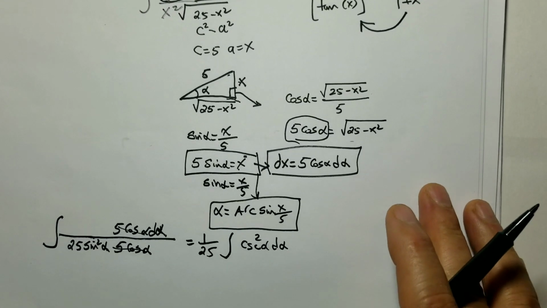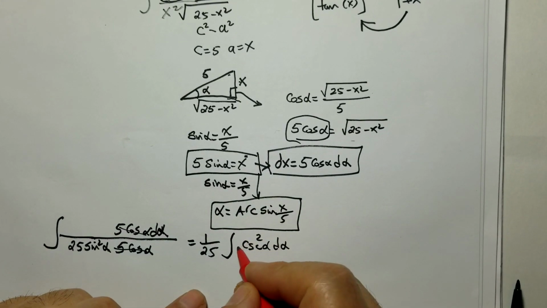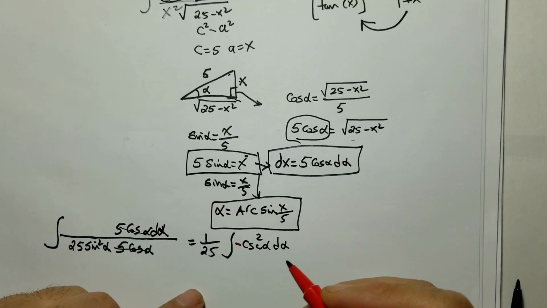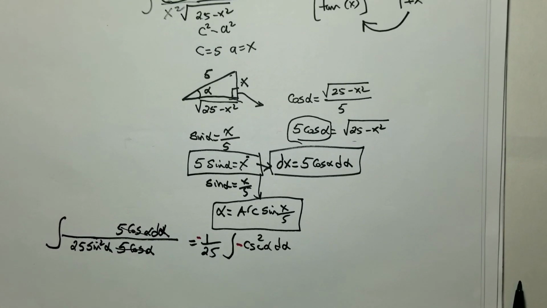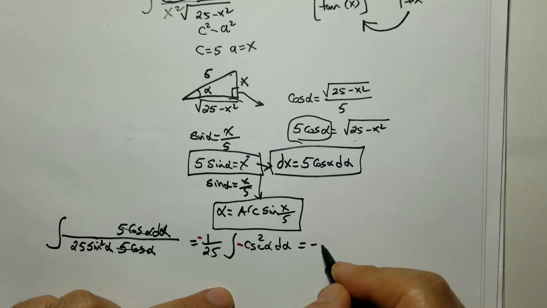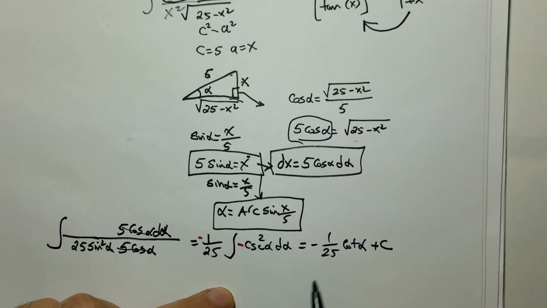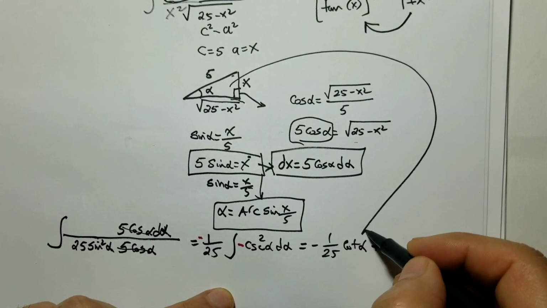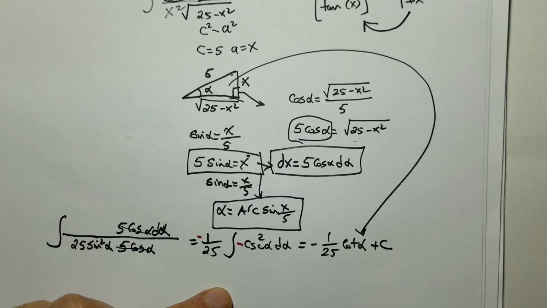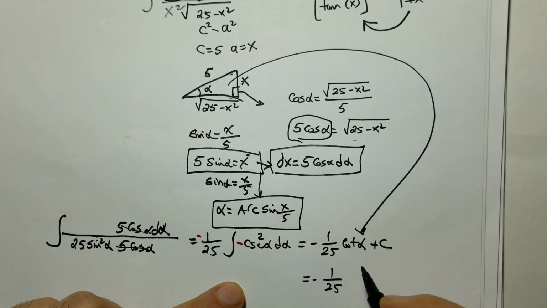I don't know any trig function whose derivative is cosecant squared, but I know a trig function whose derivative is negative cosecant squared, and that's the cotangent. Therefore, I put a negative here and a negative right here, and the answer becomes negative 1 over 25 cotangent of alpha plus c. And easily I'm going to look at that triangle right here, and change my cotangent of alpha back to a function of x.